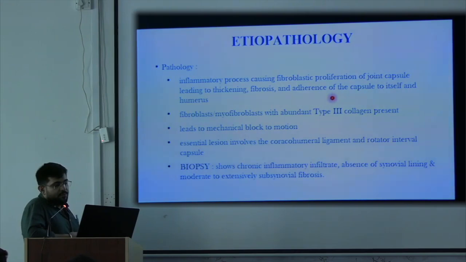Then fibroblasts or myofibroblasts with abundant type 3 collagen are present. If you do a biopsy or histopathology, you can see this, which leads to a mechanical block to motion. And in advanced cases, there is eventually a global restriction of the range of motion. Essential lesions involve the coracohumeral ligament and the rotator interval capsule, which get adhered to itself. In biopsy, you can see chronic inflammatory infiltrate, absence of the synovial lining, and moderate to extensive subsynovial fibrosis, because the end point of any inflammation is fibrosis.